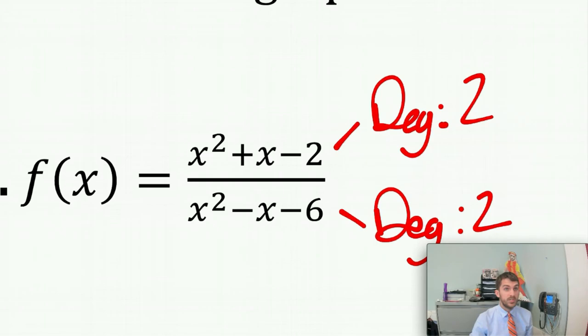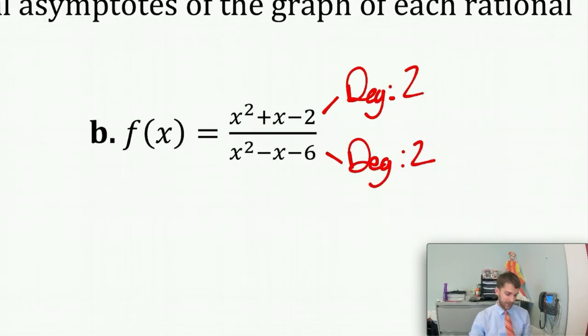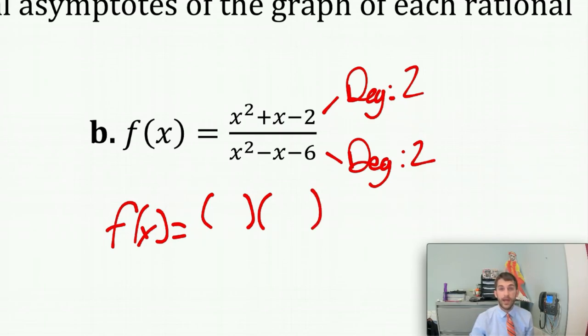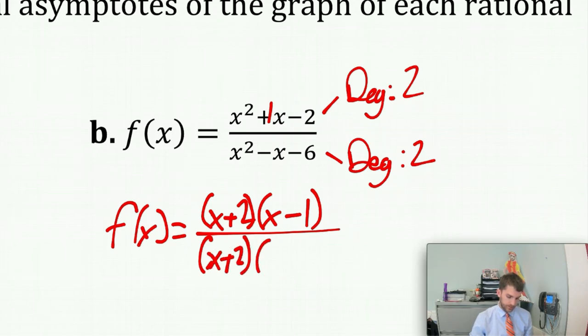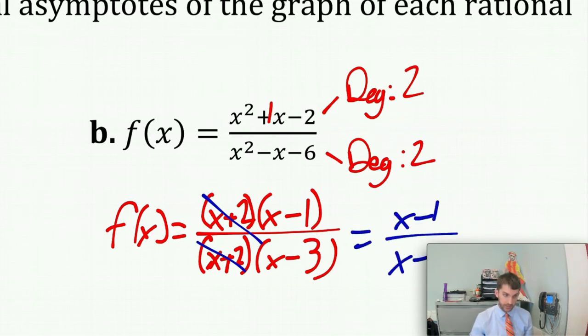So in order to determine that there aren't any common factors, we're actually going to have to factor this a little bit. So f of x equals that numerator x squared plus x minus 2. If we can think of two numbers that multiply to negative 2 and add to positive 1 for that positive 1x, we'll be able to factor it. And we can do x plus 2 times x minus 1. Now for the denominator, x squared minus x minus 6, we can break that down into x plus 2 times x minus 3, which is going to reduce nicely, leaving us with just x minus 1 over x minus 3.